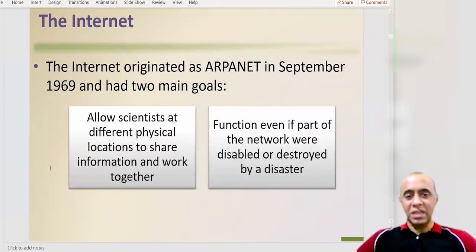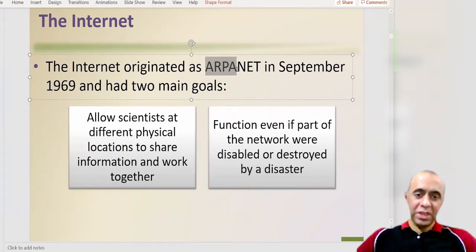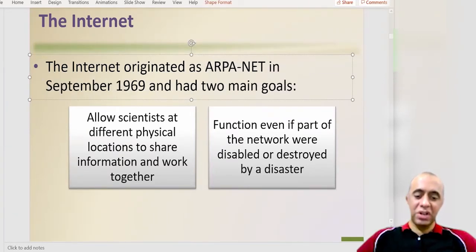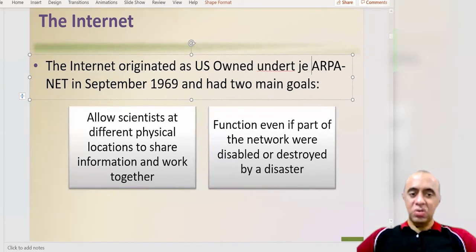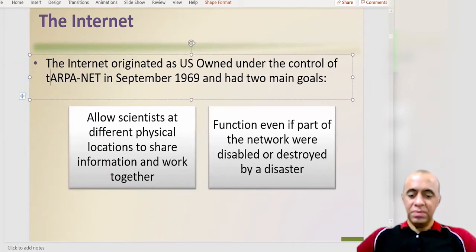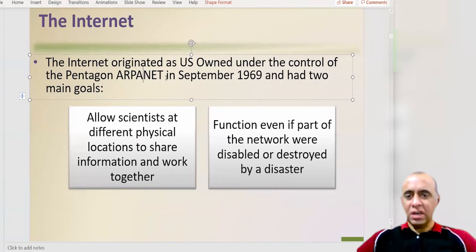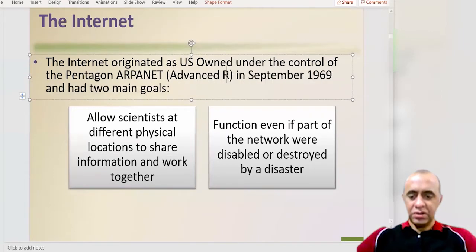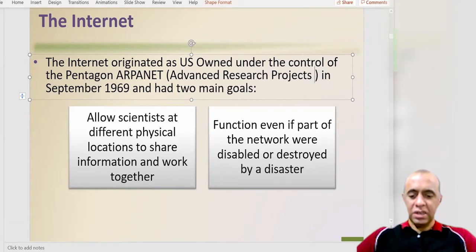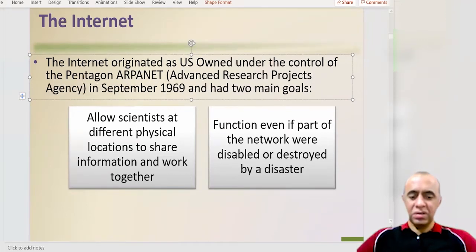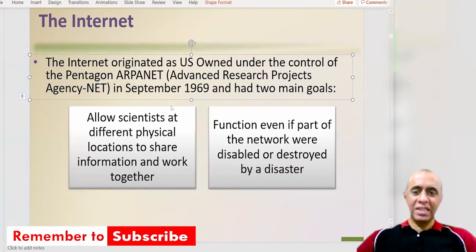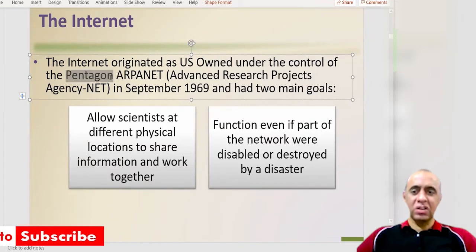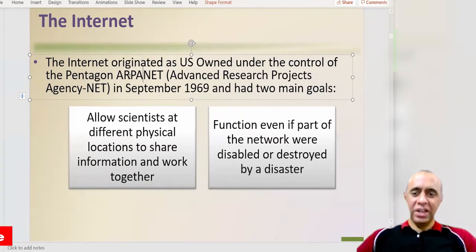So all of this started in 1969 when a company called ARPA, owned by the United States and under the control of the Pentagon. ARPA is short for Advanced Research Projects Agency. This is the organization's name, and the net was added to emphasize that this is inside the Pentagon. There is an organization known as ARPA, and inside ARPA they have a network which is known as ARPANET, and it started in 1969.